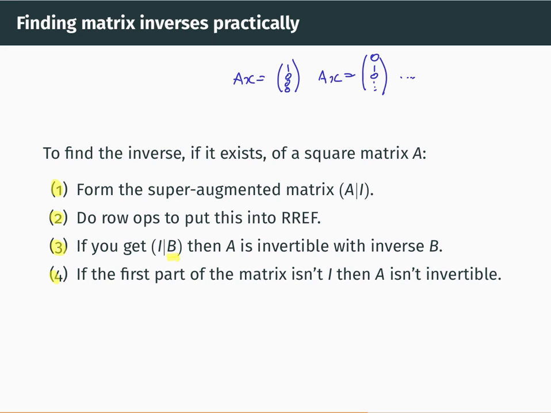You simply form this super augmented matrix here, and then you do row operations until you've got a row reduced echelon form matrix, and if the first half of your row reduced echelon form matrix is the identity, then the second half is the inverse of your matrix, and if the first half was not the identity, then your matrix that you started off with wasn't invertible.